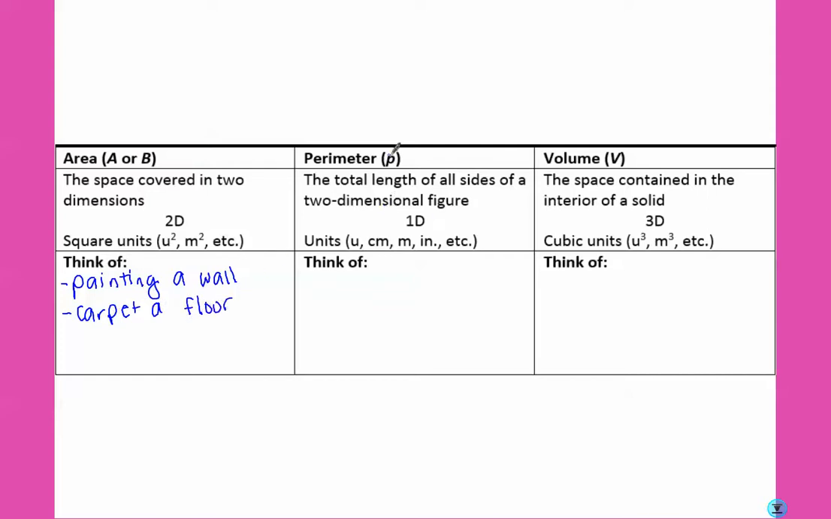Perimeter, which is represented with a lowercase p, is the total length of all sides of a two-dimensional figure. It's a one-dimensional thing, so it will be just units, centimeters, meters, inches, etc. The way you can think of perimeter is a fence around a yard.